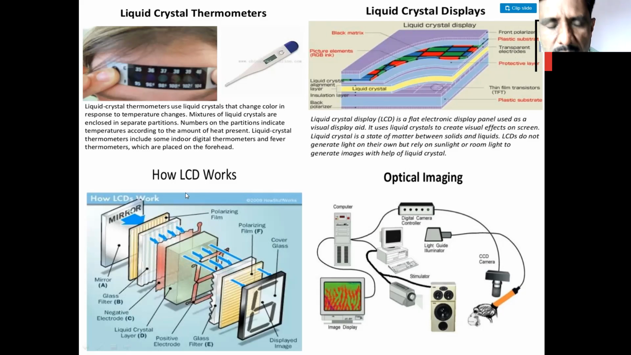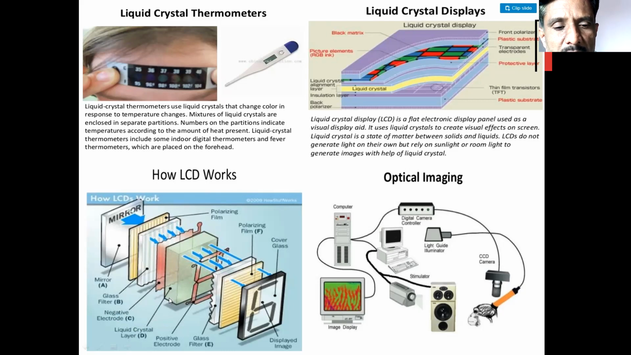Now, how LCD works. You know what is meant by LCD TV and how they are useful. The function of the LCD I have shown here. Initially, there is a mirror. The next portion is made up of glass, the third is made up of a negative electrode, and the fourth is very important from a chemistry point of view.